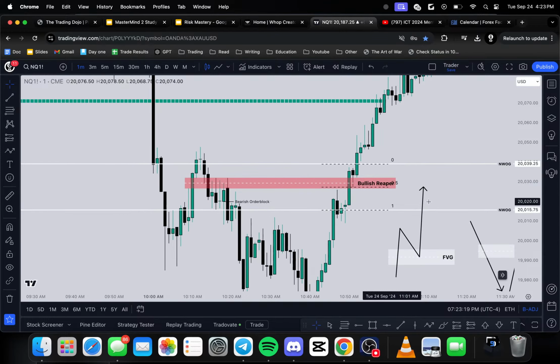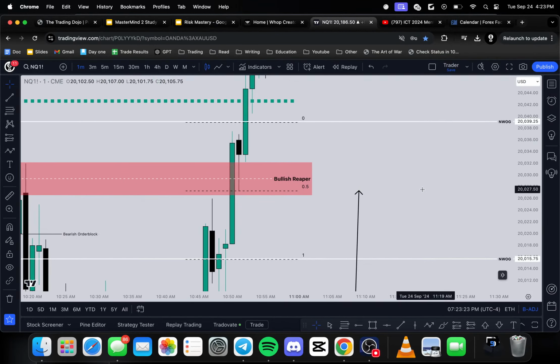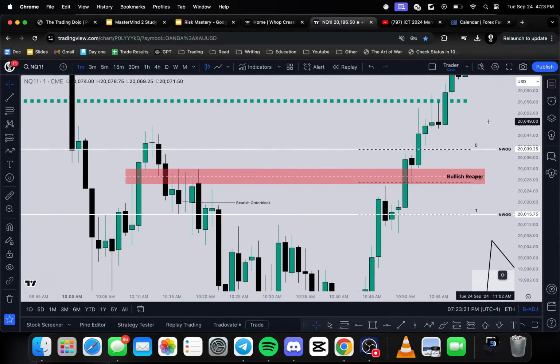Momentum. There you go. That's what it referenced perfectly. You can see new week opening gap, midpoint, tapped into the midpoint, bullish Reaper fair value gap, and we started running off like crazy.